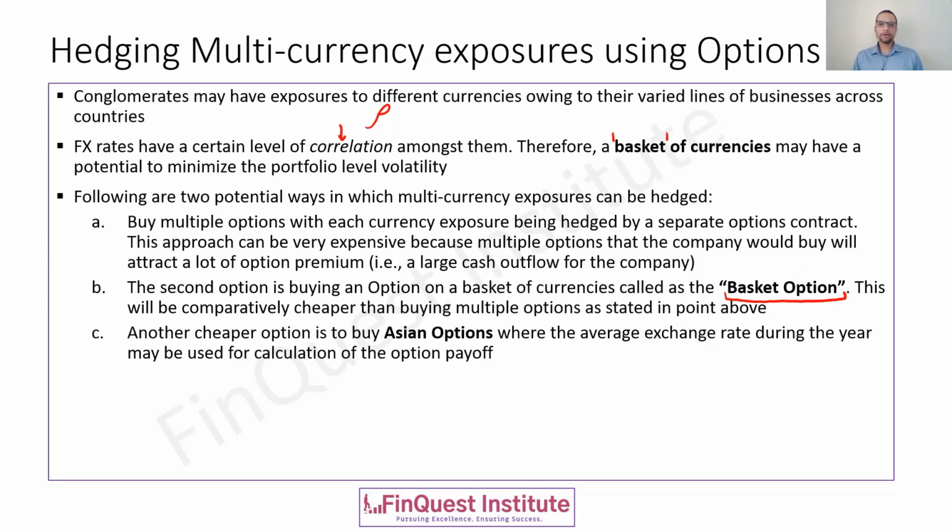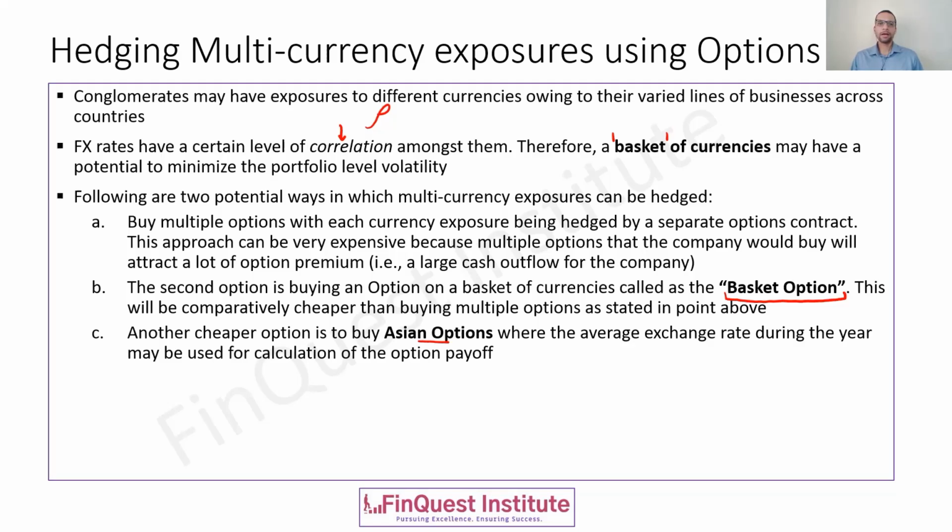Now, another option which is available is to use Asian options. We are familiar with European and American options, which we have discussed in our earlier topic reviews. We have spoken of Asian options in our review on exotic options. Asian options can come to our rescue again, because here the average exchange rate during the year can be used for computation of the option payoff. So again, this could be another cheaper alternative. So these are a few ways in which a multi-currency exposure could be hedged using options.